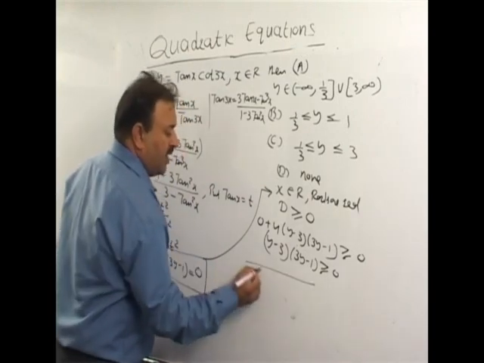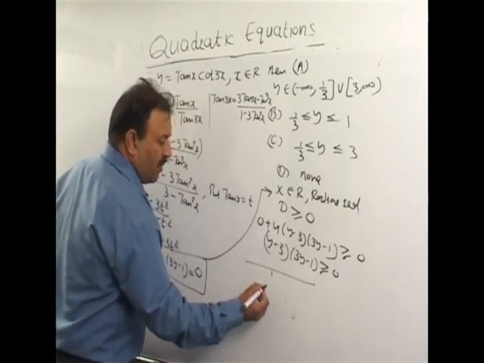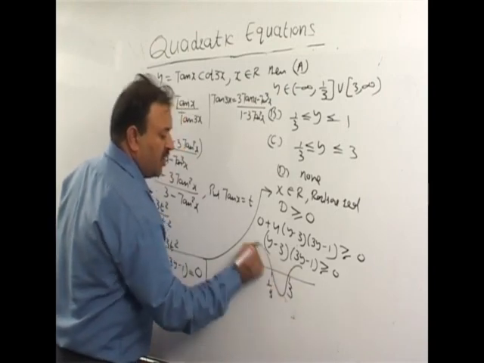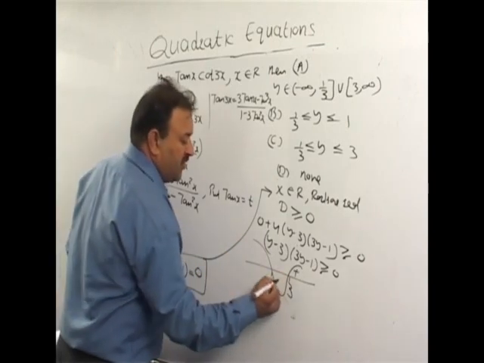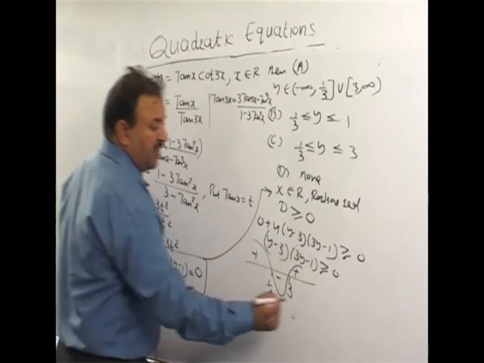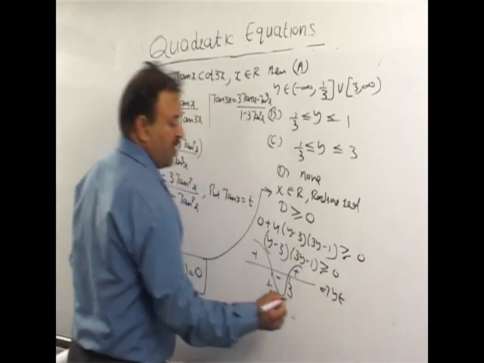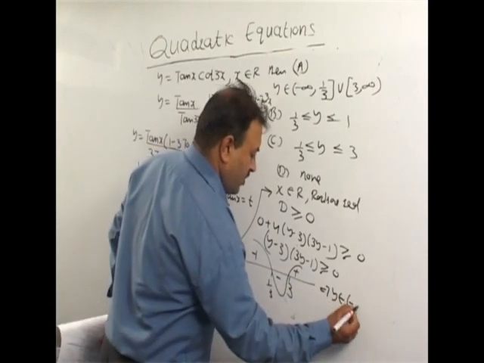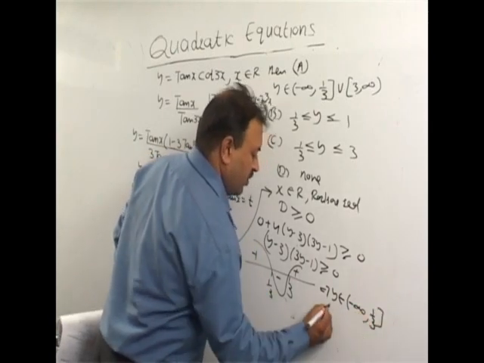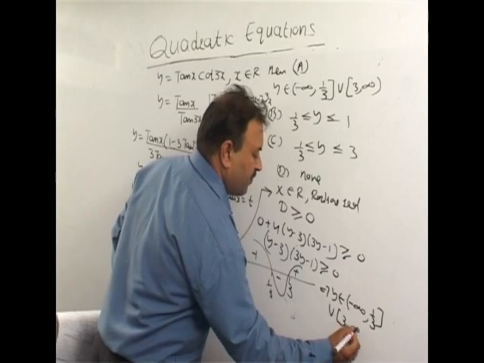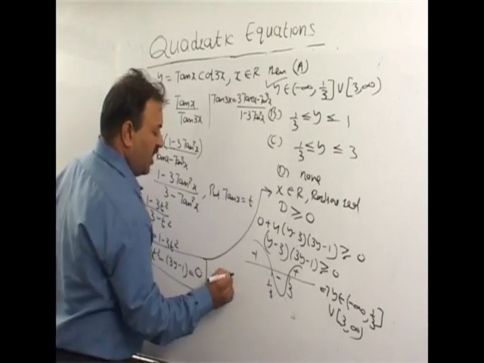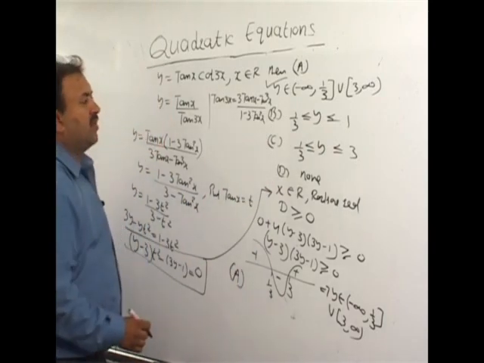We draw a number line, that is, it will come out to be 1 by 3, and here it will be 3. In the same way we draw a parabola: positive, negative, positive. So we want where this expression will be positive, that means the result is y belongs to minus infinity to 1 by 3, union 3 to infinity. So the right option is our A part. This A part is our right option.